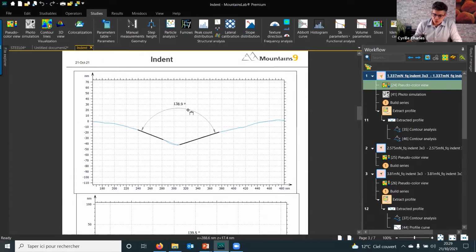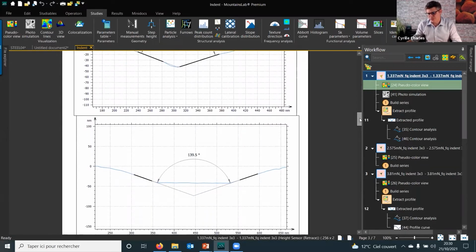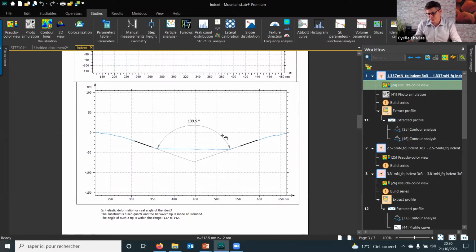And I did use a contour analysis to analyze some geometry on the profile. So it's angle. And you can see the angle here is 138 degrees. So I was surprised. I did the same analysis on another surface, and I got 139 degrees again. So it's relevant, because for the Berkovich tip, the angle is expected to be between 137 and 142.